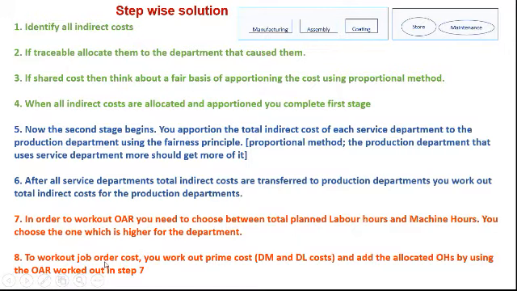Now, to work out job order cost, you work out prime cost. After you have worked out your overhead absorption rate, you are ready to work out your product cost. What you do there is work out your direct material and direct labor cost, which you also call prime cost, and you add the overheads allocated to one unit by using the overhead absorption rate that you worked out in step 7. These steps we will use in the worked solution, and I hope the method will become much clearer.